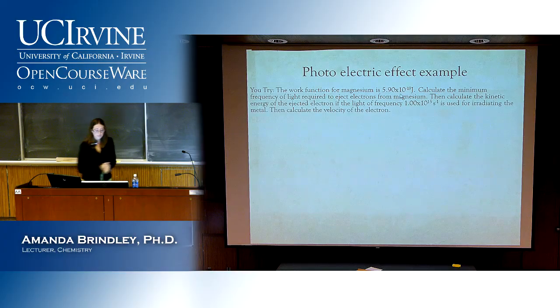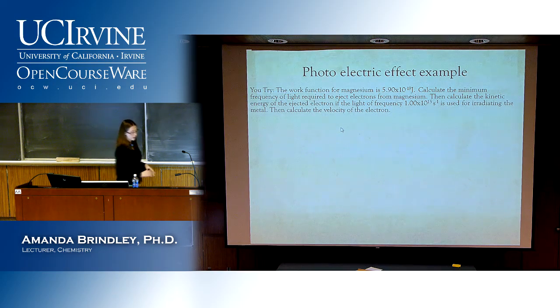Okay, so one more. Now, notice in this question, we're taking it a little bit further. We're saying we have the work function for magnesium. We're calculating the minimum frequency of light required to eject the electrons, so that's the same thing we just did. Then we're calculating the kinetic energy if we change the frequency of light. So again, what we just did. Now we're going to take it one step further, though, and we're going to say, well, what about if we also want to know the velocity? So that's sort of the extra step that we're going to do here.